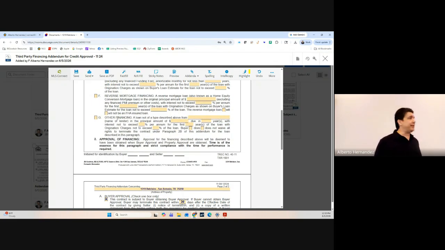And then other financing, this is now where we would write anything for like hard money loans. So it used to be we treated hard money loans like cash offers, but now most hard money lenders have their own series of underwriting and appraisal. So we would put that information there.